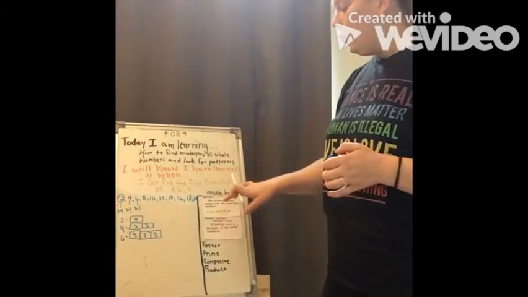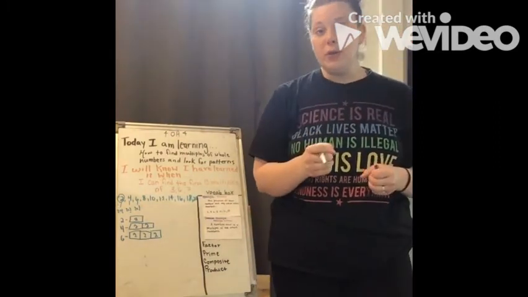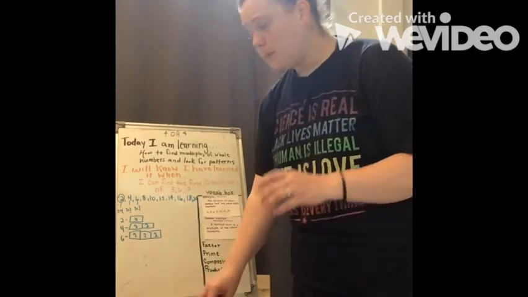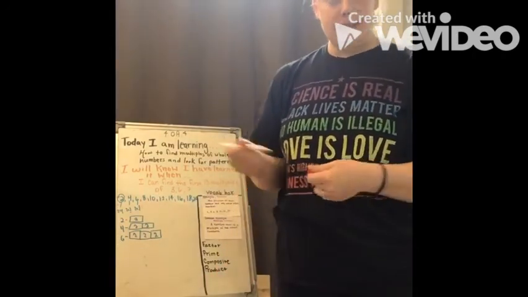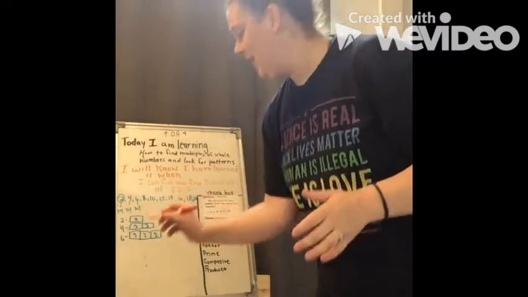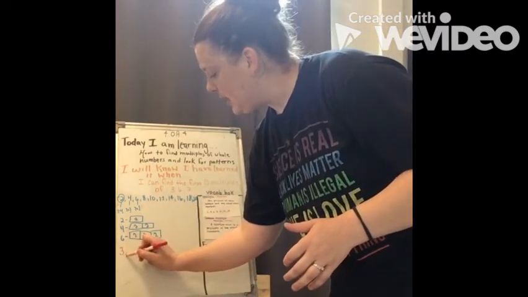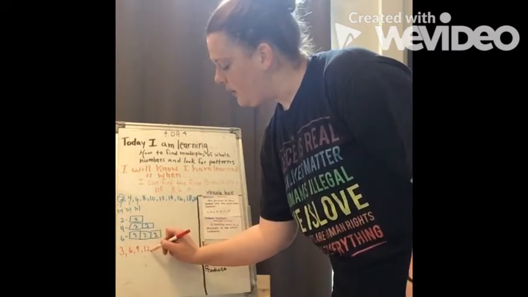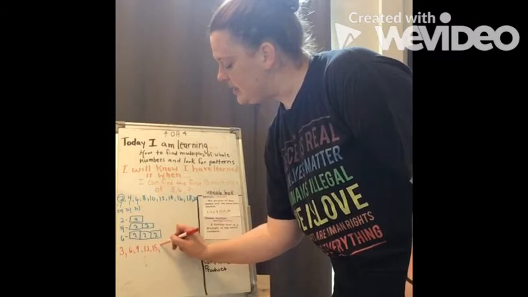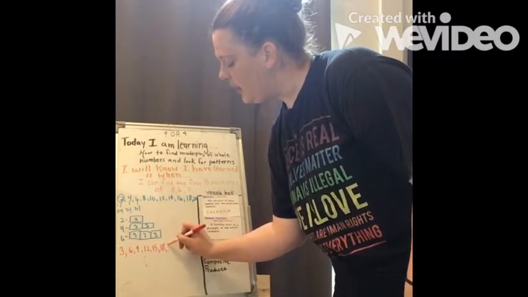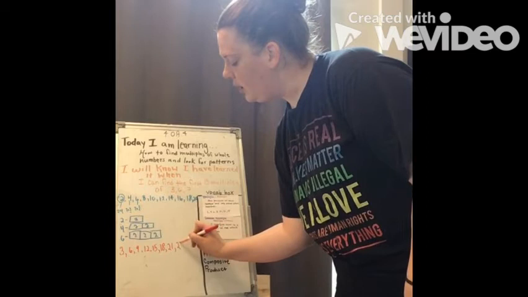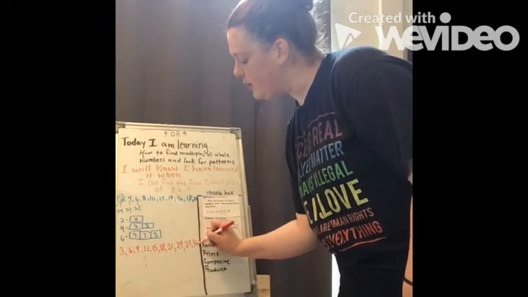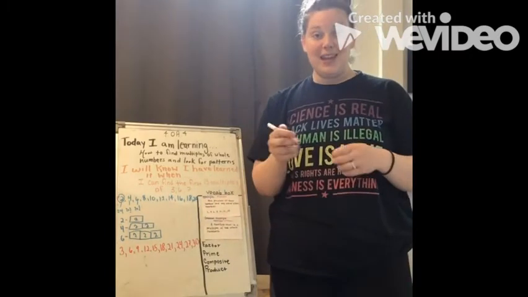Now, when we talk about common multiples, we're looking for multiples that numbers share. We've done our 2's. Now let's do our first 10 3's. If you know them, please say them with me. We've got 3, 6, 9, 12, 15, 18, 21, 24, 27, and 30. Those are the first 10 multiples of 3.